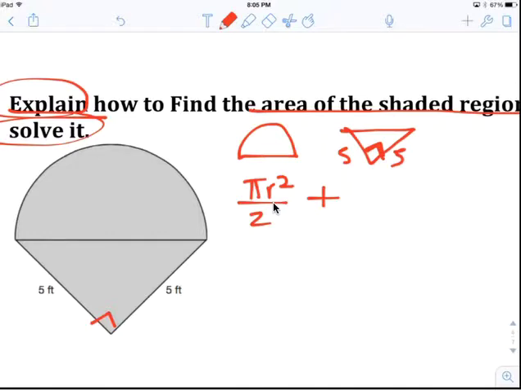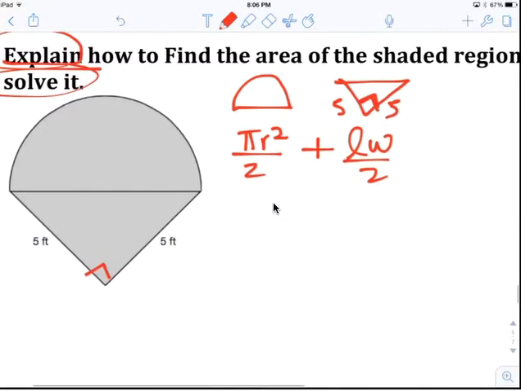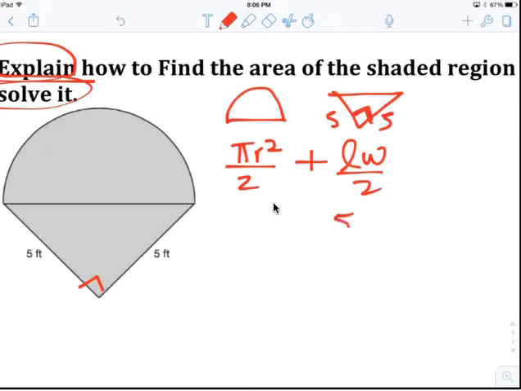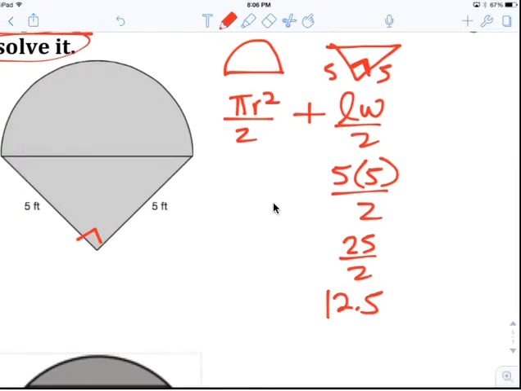The area of the triangle is length times width divided by 2, because if you look at it, it's half of a rectangle, or a square in this case. So let's do the area of the triangle first. 5 times 5 divided by 2 is 25 divided by 2, which is 12.5 feet squared for the area of the triangle. And then I would find the area of the half circle next.